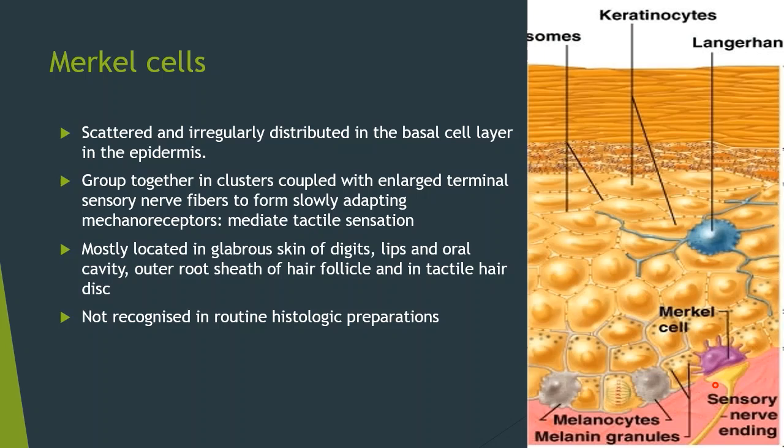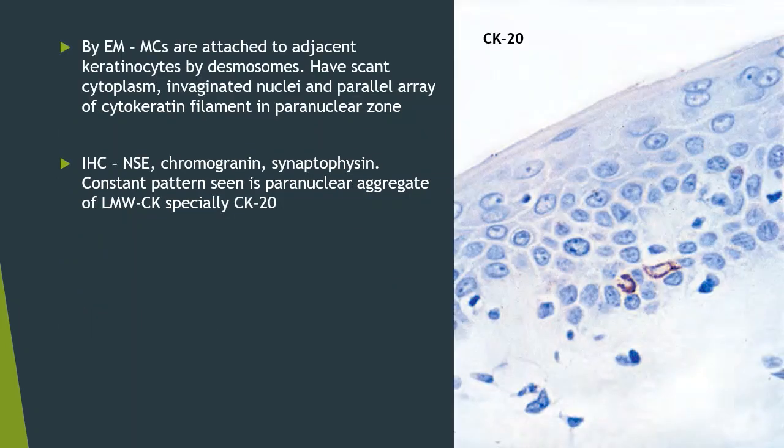But these Merkel cells cannot be distinguished from other epidermal cells in routine histological procedures. They can be identified in electron microscopy, where there are desmosomes and parallel cytokeratin filaments around the perinuclear zones. These filaments can also be highlighted by immunohistochemistry with keratin stains like low molecular weight keratin or CK20. Other than CK20, these cells are also positive for neuron specific enolase, chromogranin, and synaptophysin.